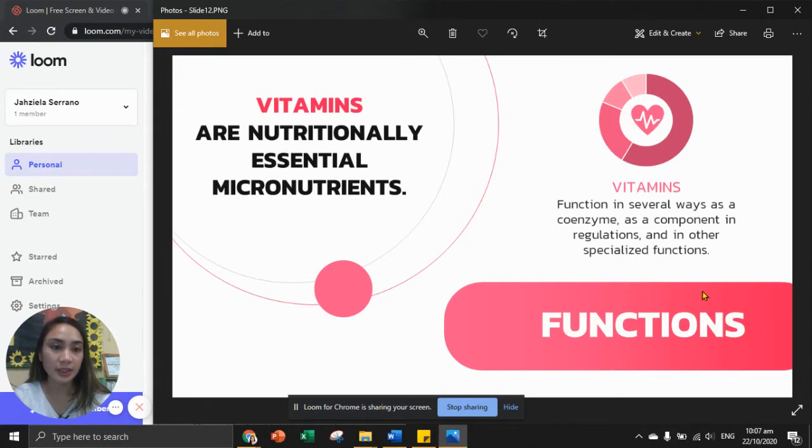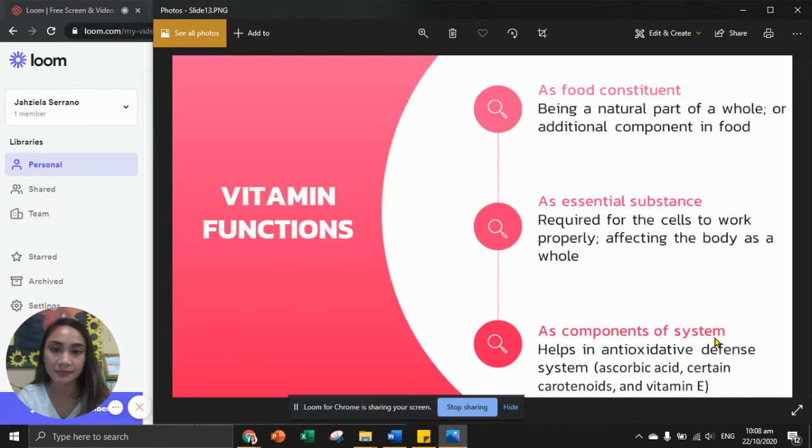So let's move on with functions. So vitamins can function in several ways. Pwede silang maging coenzyme. It could be a component in regulation. And of course, they also have other specialized functions. So vitamins are nutritionally essential micronutrients. When we say essential, it means na hindi siya na-produce ng body natin. So you need intake from outside source.